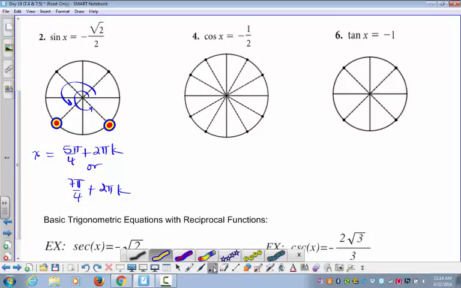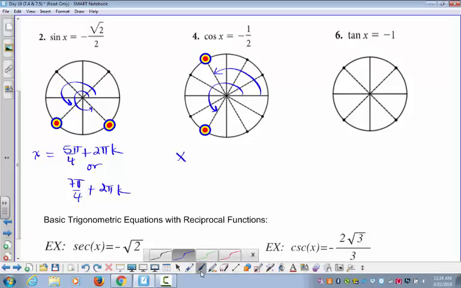Not inverse. Cosine of x equals negative 1/2. We have two places. Cosine is negative 1/2 at those two. So again, we have two groups of solutions. And we're going to pick a representative angle for each group. So our angle x will be 1, 2, 3, 4, pi over 6, which is 2 pi over 3, plus 2 pi k. Or down here, 1, 2, 3, 4, 5, 6, 7, 8 pi over 6, which is 4 pi over 3, plus 2 pi k.